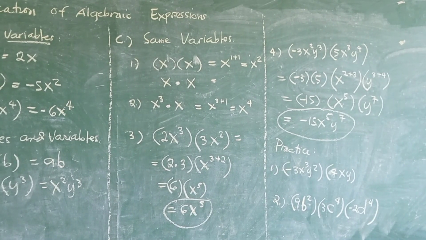So again, the given algebraic expressions for you to practice are the quantity of negative 3x cubed y squared times the quantity of 4xy. The second given for you to practice is the quantity of 9b squared times the quantity of 3c raised to the power of 4 times the quantity of negative 2d raised to the power of 4. So hang on, we will come back.